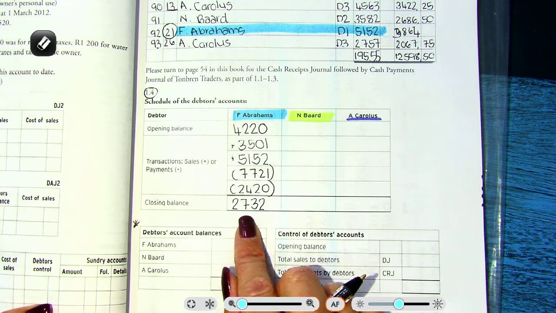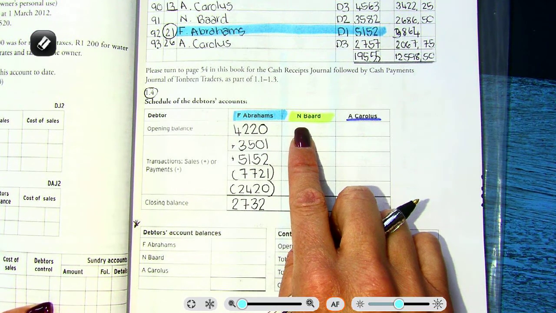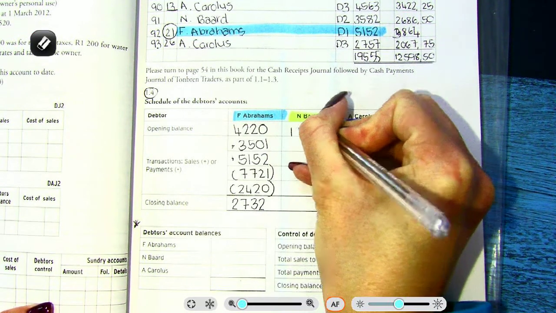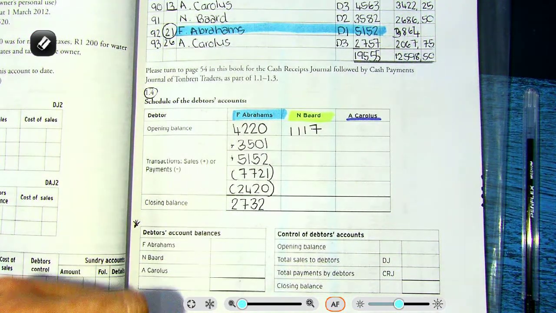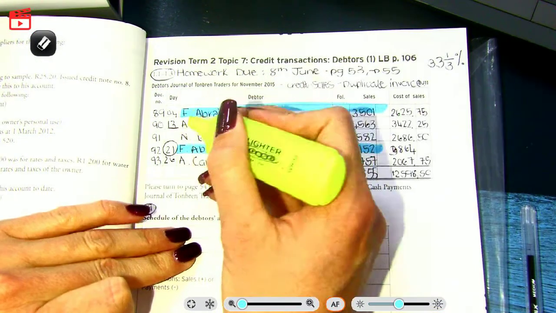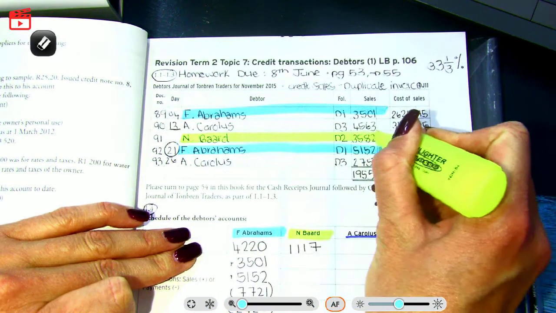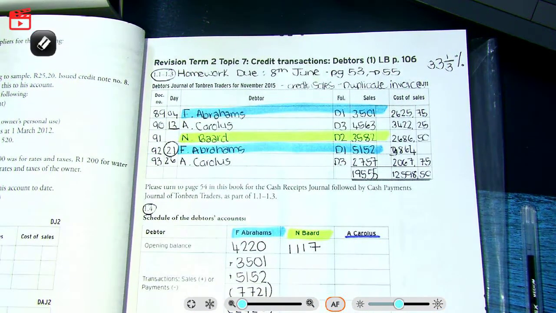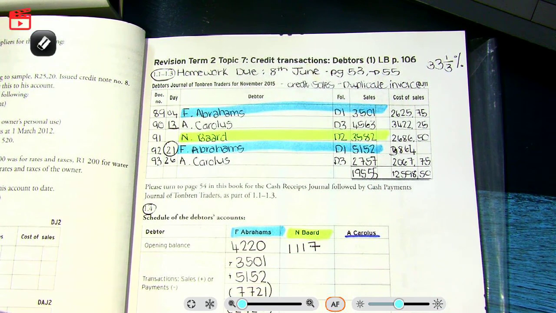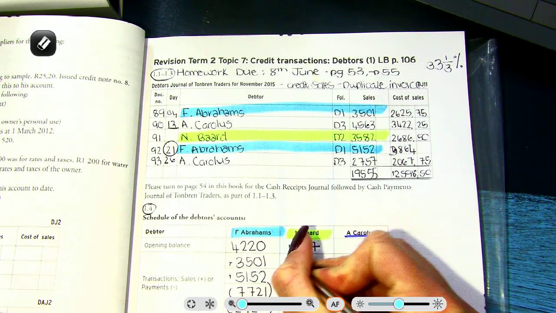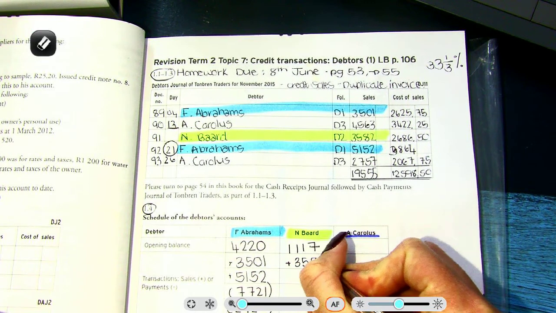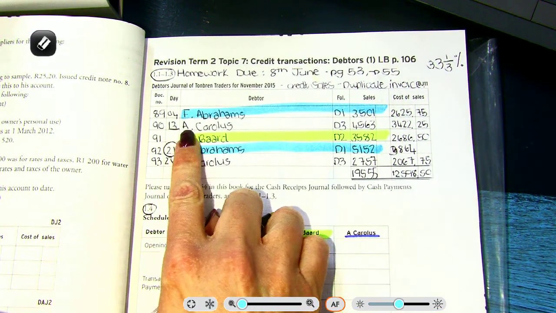Right, now we move on to N. Bart. N. Bart at the beginning of the month owed me 1,117 Rand. Now I go look in my DJ up here. What did he buy on credit from me? So what did I sell N. Bart? I sold him goods on the 13th of 3,582. It's coming from my DJ, so it is going to increase his amount. He owes me more money, 3,582, and that's the only credit sales we did with him this month.